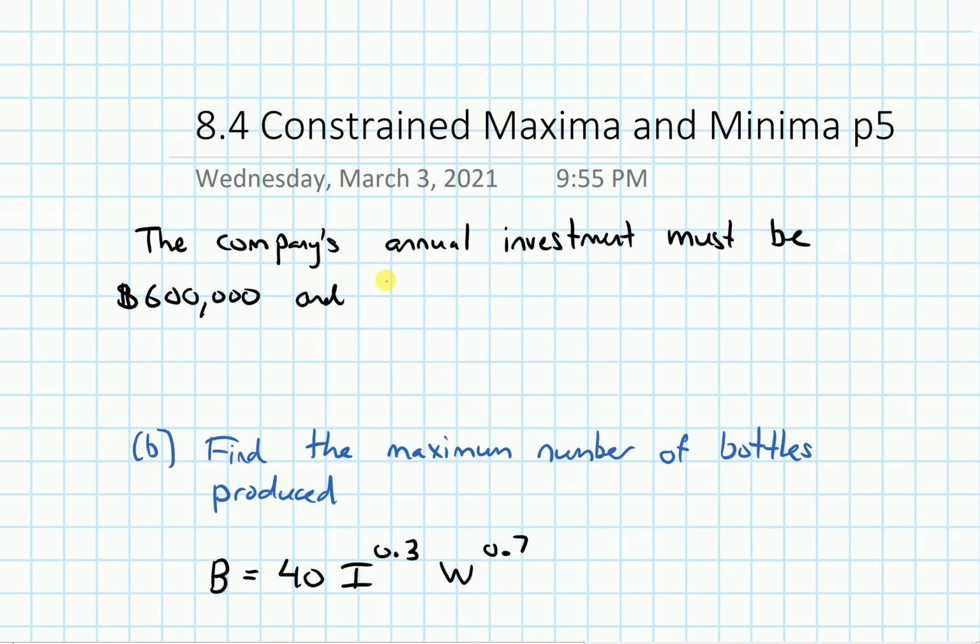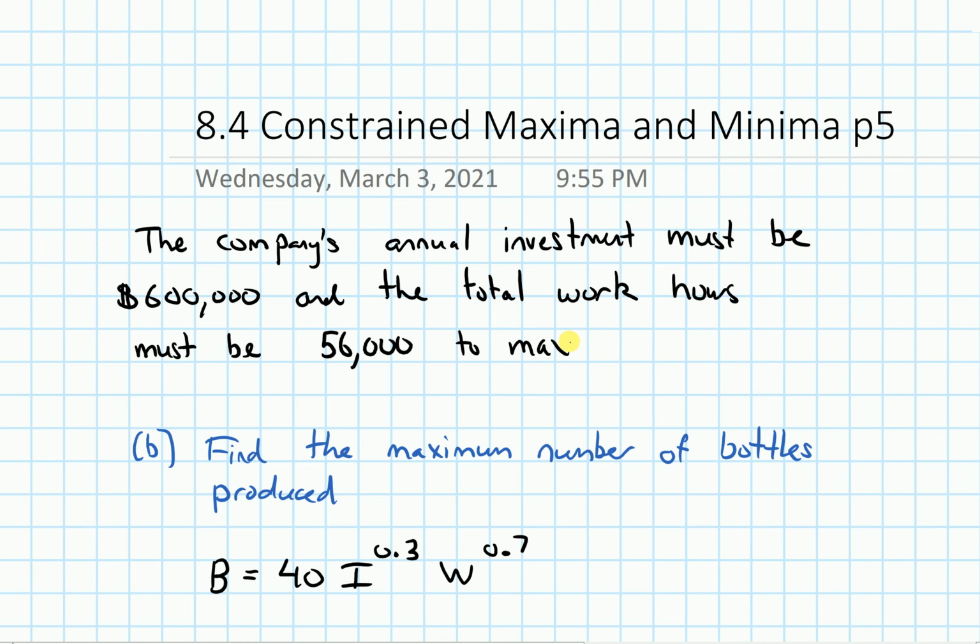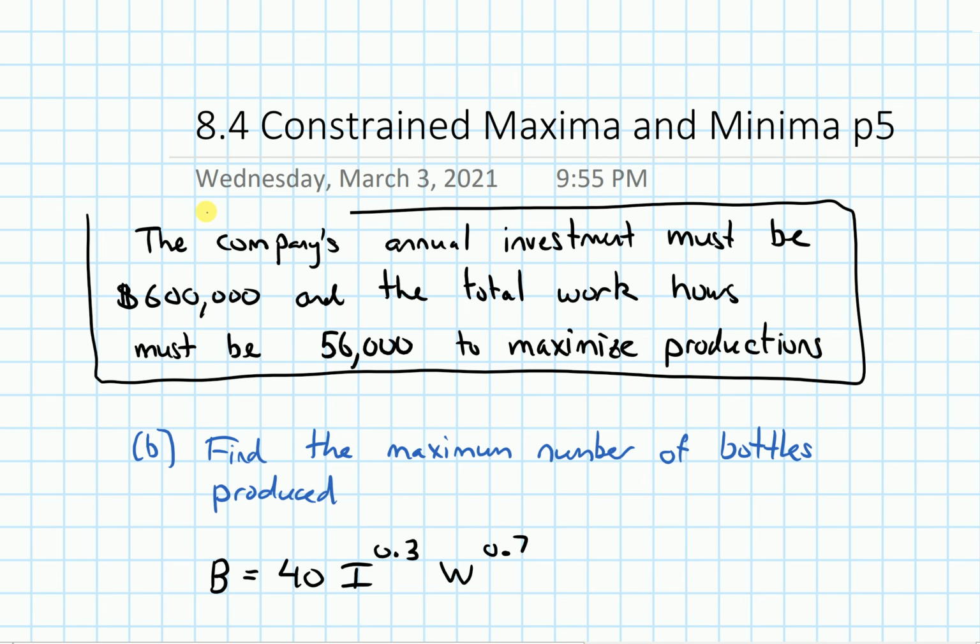And the total work hours must be, and for that it was that exact value, 56,000, to maximize production, to maximize the number of these shampoo bottles that they manufacture in a year. Okay, and part B of this question is going to ask, find the maximum number of bottles produced.